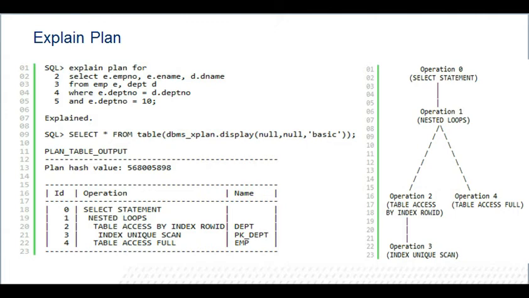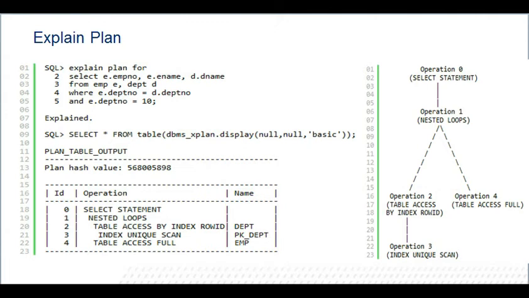Using the rules above, we can say operation 0 is the root of the tree. It has one child, operation 1. Operation 1 has two children, which are operations 2 and 4. Operation 2 has one child, which is operation 3.